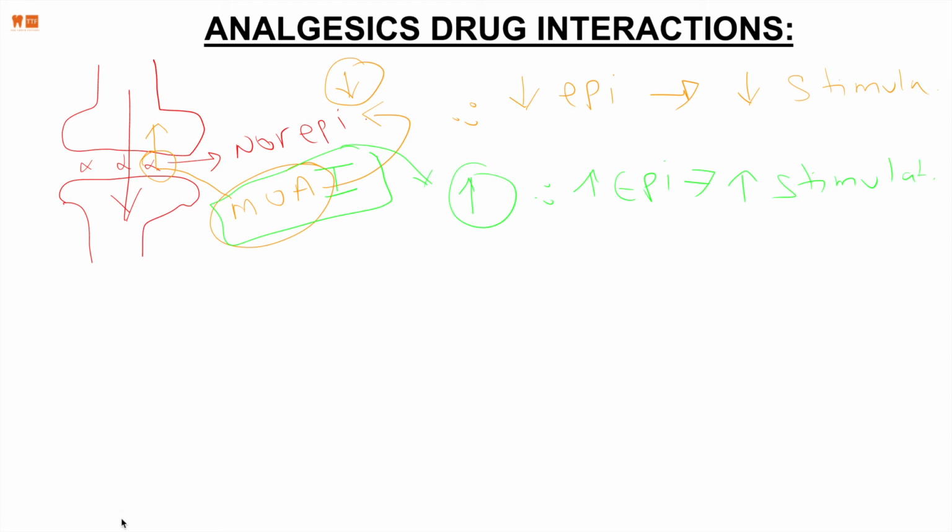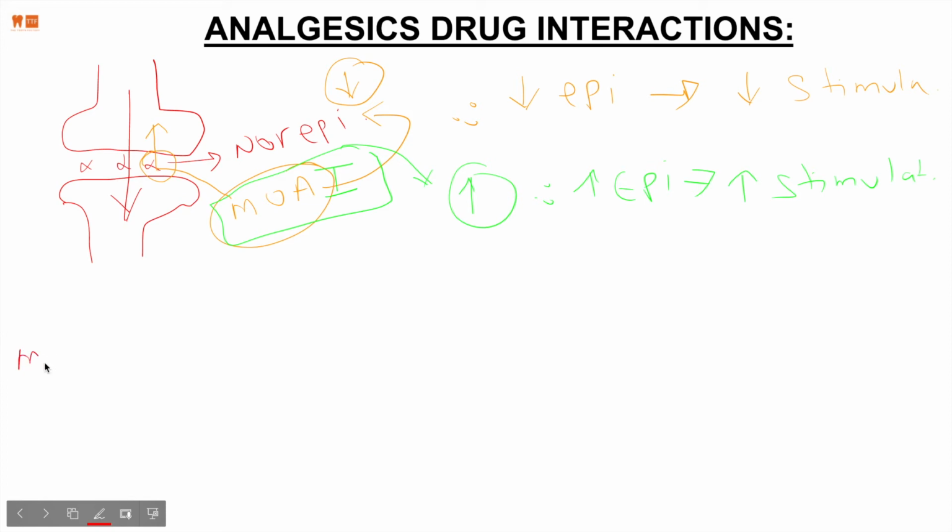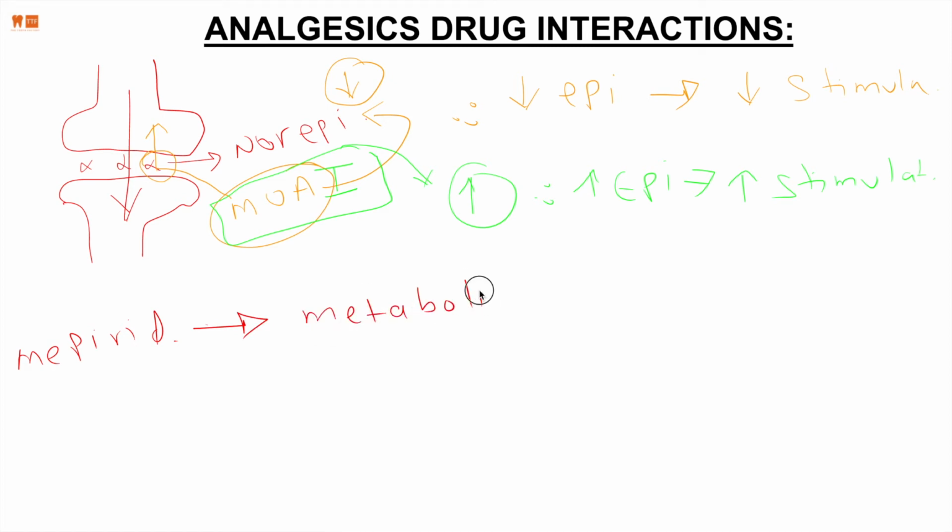Now what's the story on meperidine, and how does it link here? Okay, so meperidine has a metabolite, which means when it gets metabolized in the liver, it leads to a side product known as the naughty normeperidine. I keep saying naughty because it helps remember normeperidine.